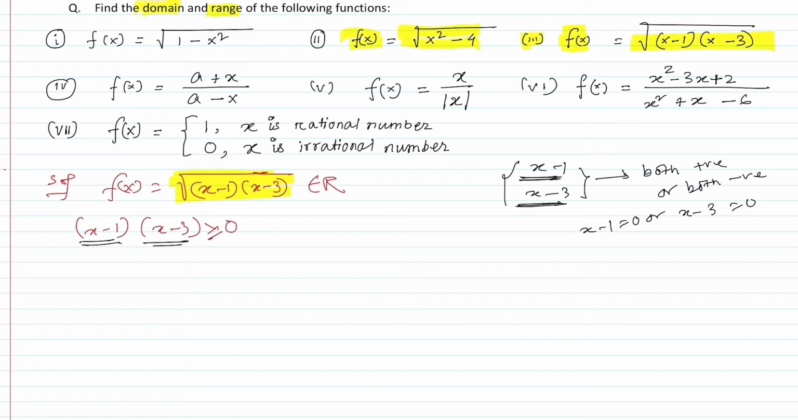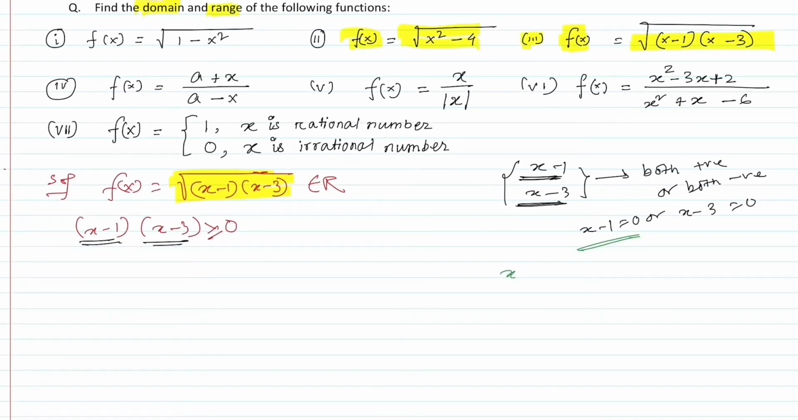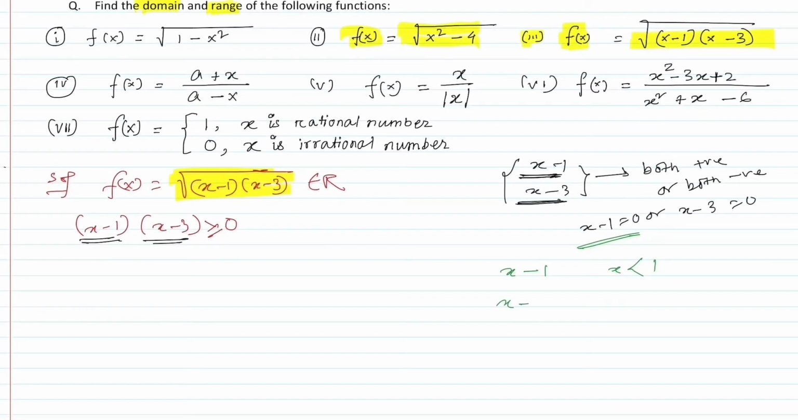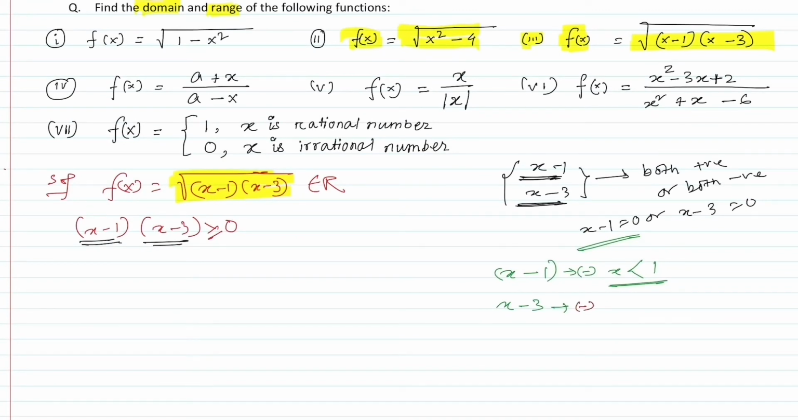That means their product must be positive. We know that positive into negative is negative, and negative into negative is, sorry, positive. So to be greater than or equal to 0, either both of them must be positive or both of them must be negative, then their product will be positive. Now x minus 1 will be negative if x is less than 1, and x minus 3 is negative when x is less than 3.